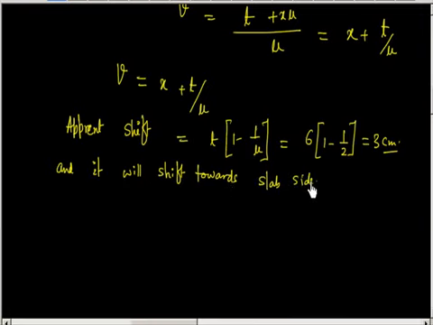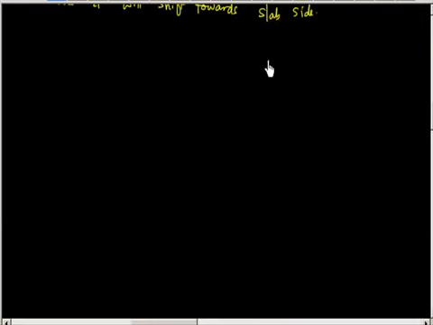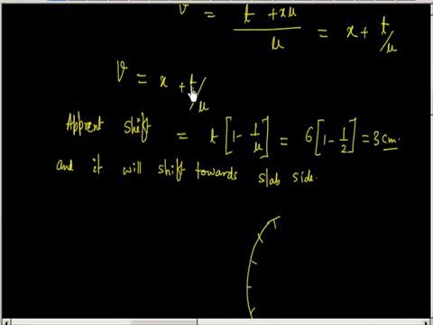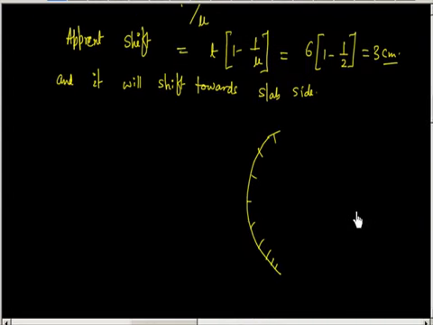Now let us discuss this problem. So we have a convex mirror. And another important point, this shift is independent from x. The apparent shift is independent from x. So anywhere you can put the glass slab, you will have the same shift.